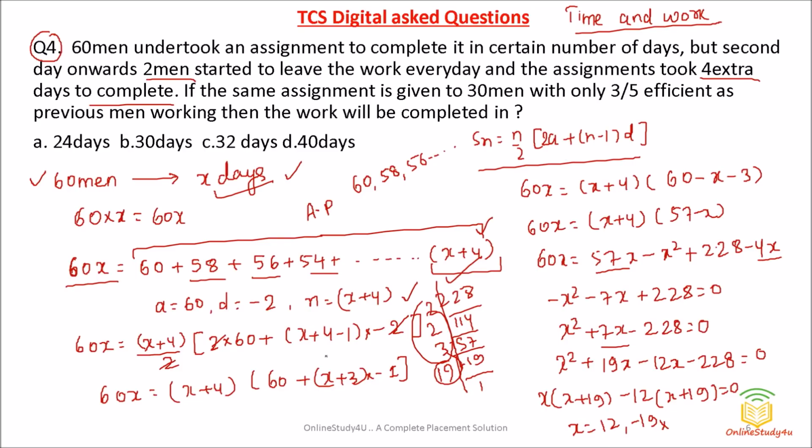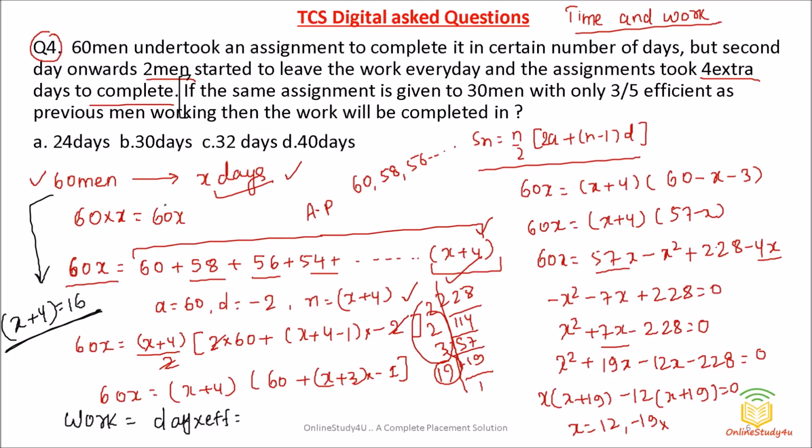Now, friends, basically how many days they are going to take, because every day 2 are leaving, so the number of days which they are going to take is x plus 4. So they are going to take a total of 16 days, right? So the 60 men are going to take a total of how many days? 16 days. Okay, now, friends, what they are asking, if the same assignment, if I want to calculate the work, then work will be what? Days into efficiency. Work will be equal to days into efficiency.